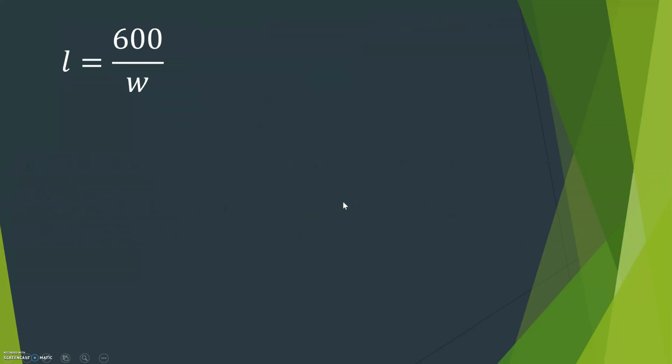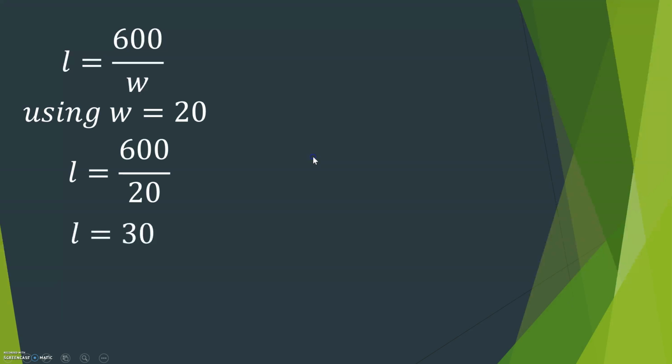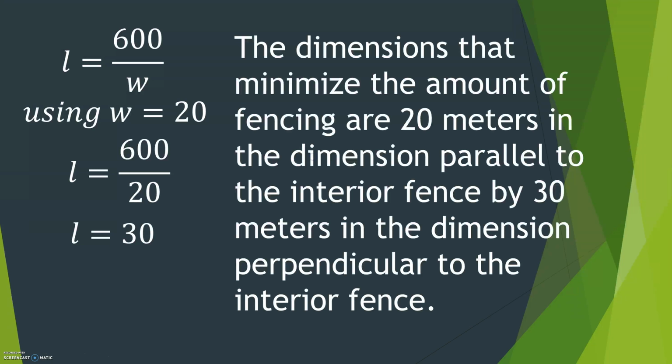Now, if you go back, we actually weren't asked for the area. We were asked for the dimensions. We were given the area. So we need to go back and find the other dimension. We found w is 20, the thing we're looking for. So we need to find the length using w equals 20. 600 divided by 20, we get a length of 30. So don't forget to write your answer.